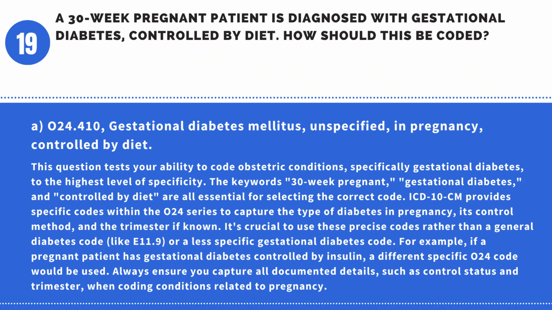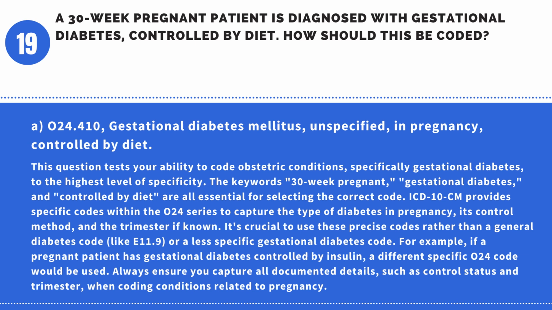This question tests your ability to code obstetric conditions, specifically gestational diabetes, to the highest level of specificity. The keywords 30-week pregnant, gestational diabetes, and controlled by diet are all essential for selecting the correct code. ICD-10-CM provides specific codes within the O24 series to capture the type of diabetes in pregnancy, its control method, and the trimester if known. It's crucial to use these precise codes rather than a general diabetes code like E11.9 or a less specific gestational diabetes code.